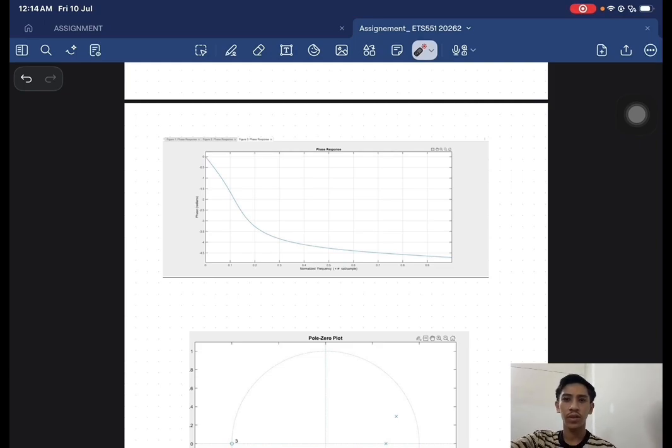The graph indicates that the phase becomes more negative as the frequency increases. The gradual change shows the normal phase characteristic of the designed Butterworth filter.